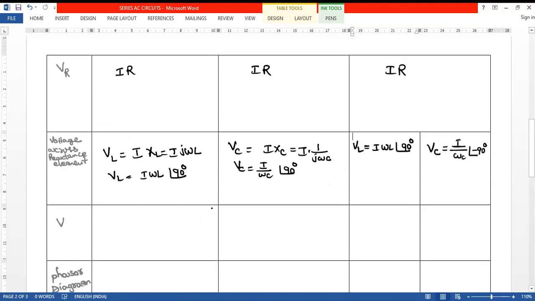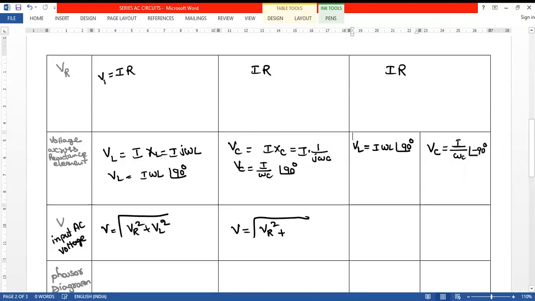Now V is the input AC voltage. V is equal to square root of VR square plus VL square. Here also V is equal to square root of VR square plus VC square.